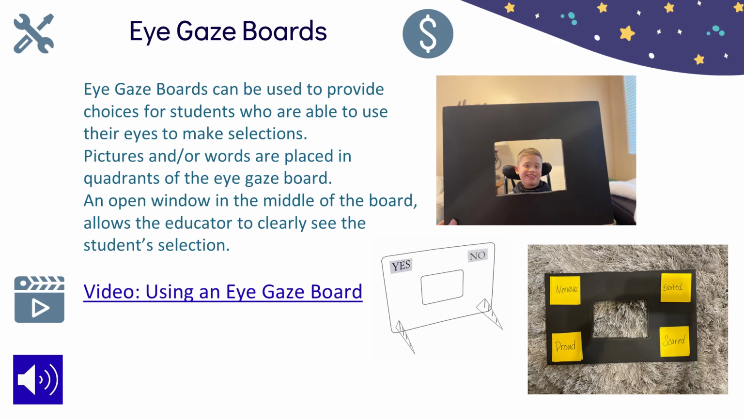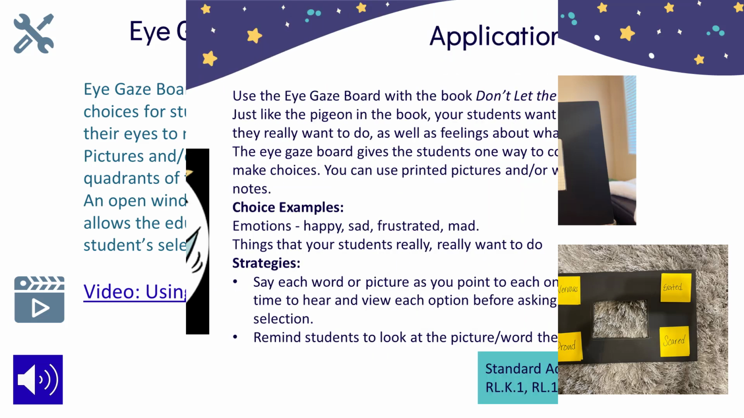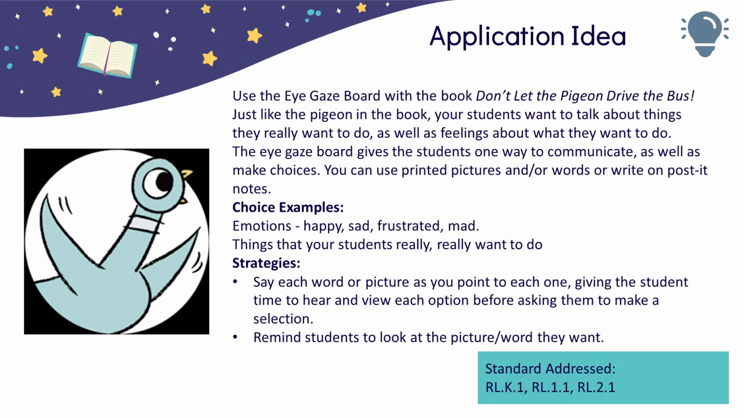Now look at the one you want. Or, it looks like you're looking at this one. If you need to, confirm it with a yes or a no. If it's obvious, don't have them confirm, because that just means they have to tell you twice. Here's an application idea using an eye gaze board and Don't Let the Pigeon Drive the Bus. Feel free to pause the video so that you can read about this application idea.